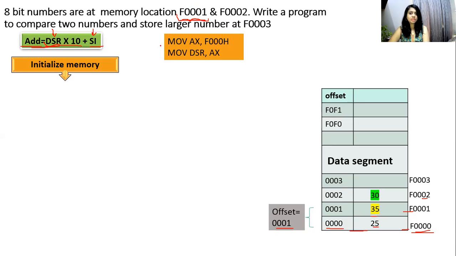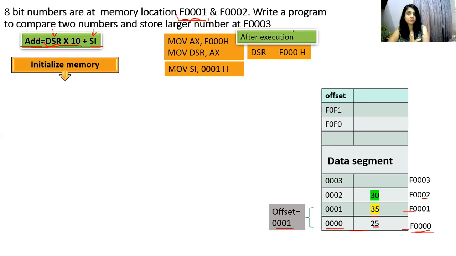For initialization of memory, we have to enter this data F000 into the AX register and then from AX to DSR. There is no direct instruction available for moving F000 into DSR, that is the data segment register. Hence, always first transfer into the AX register and then from AX you can transfer it to DSR. So after execution of this instruction, DSR will hold F000.